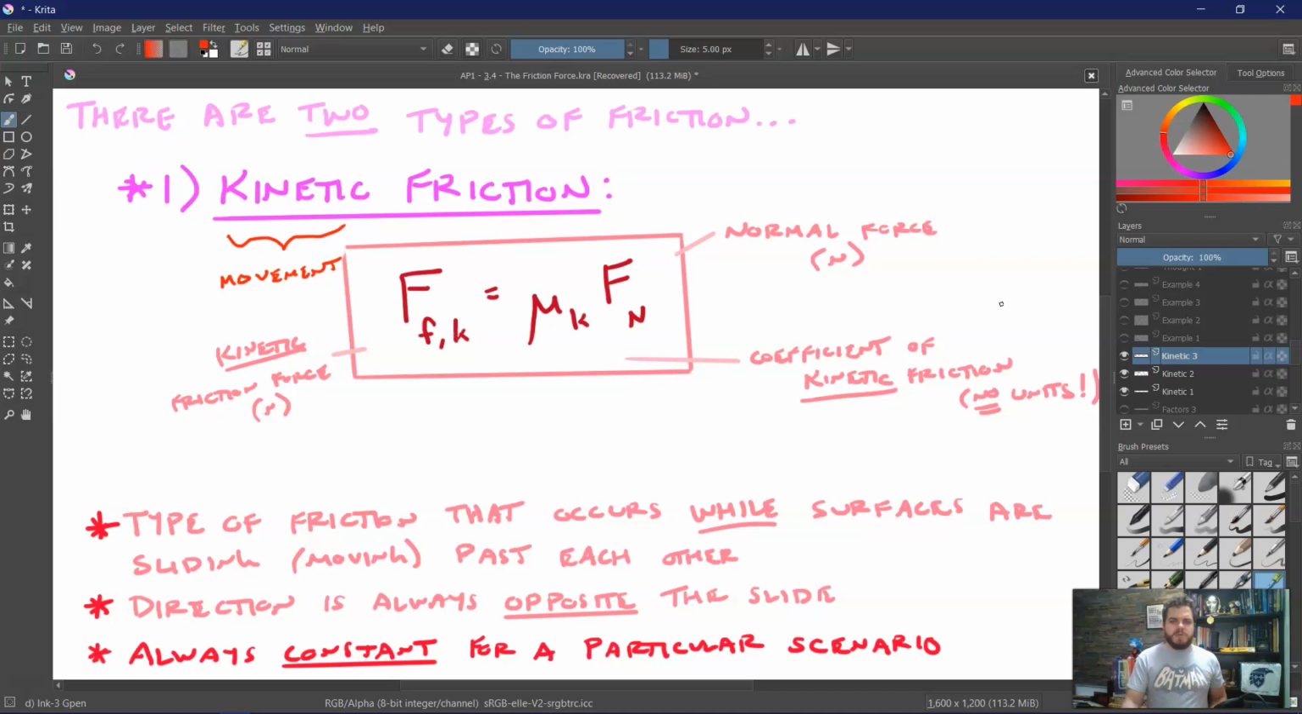But the big thing here is you'll notice that this is not going to change in a given scenario. So this kinetic friction value is always constant once we have found it. If we figure it out for one part of the scenario, it's going to remain constant throughout the scenario as long as the two surfaces are continuing to slide past each other.